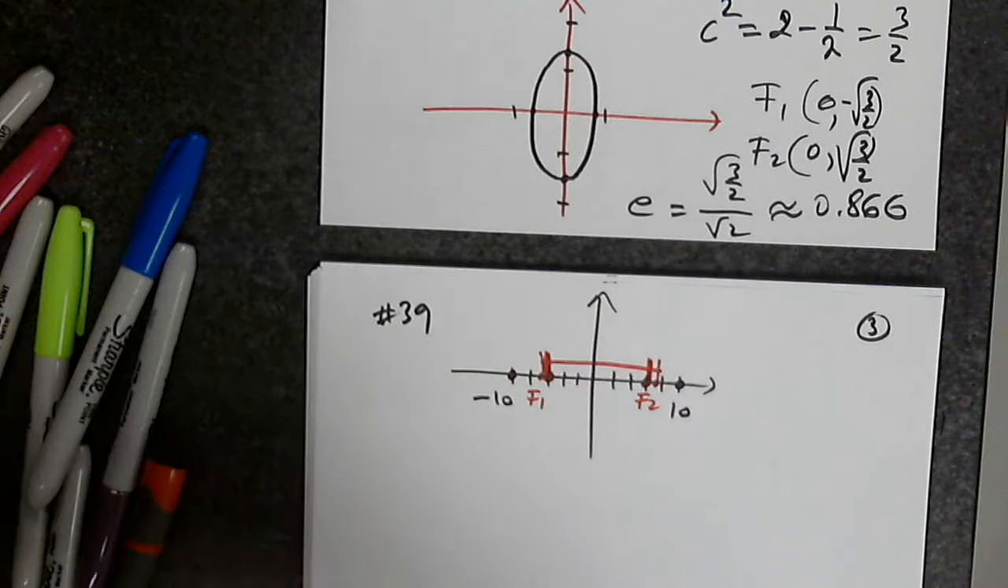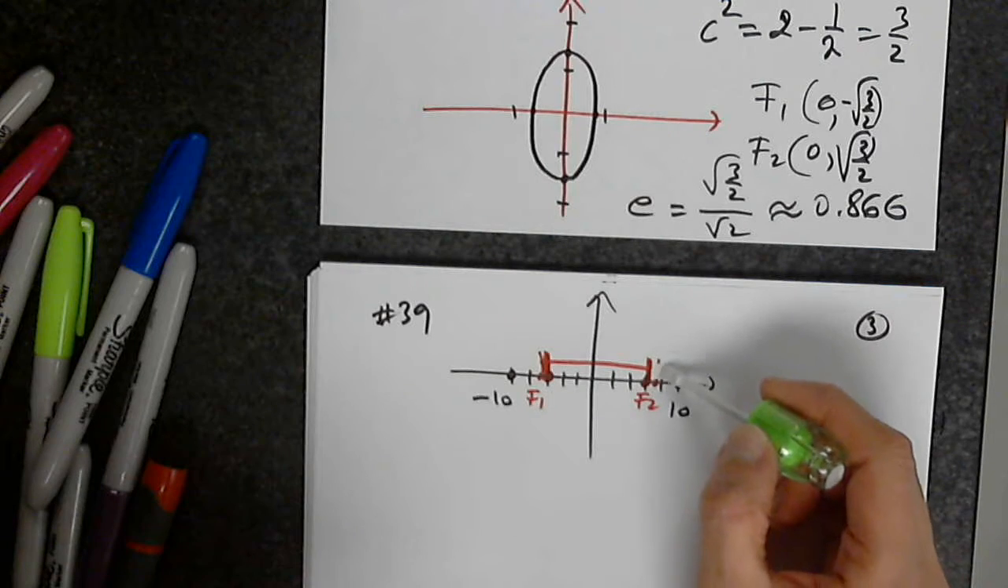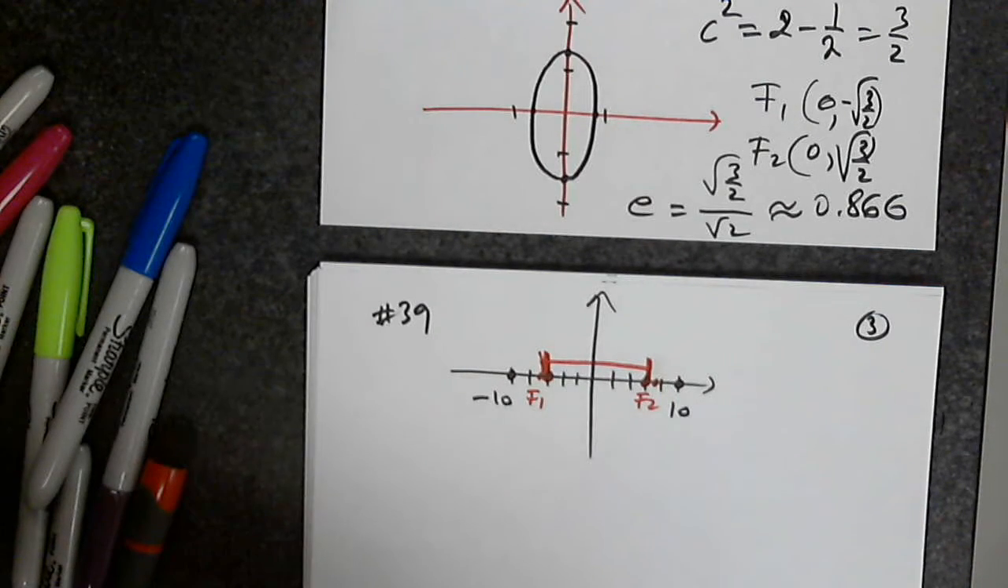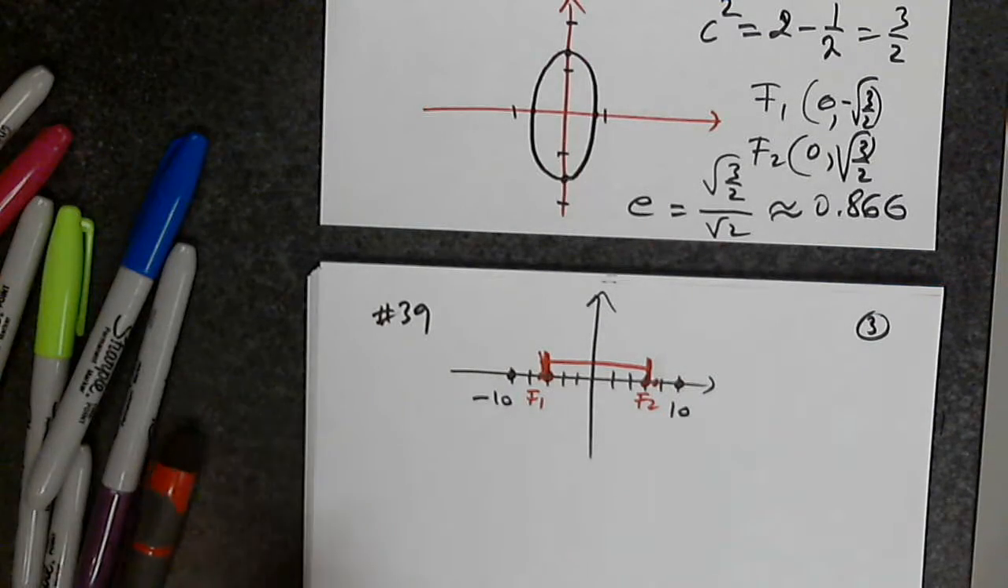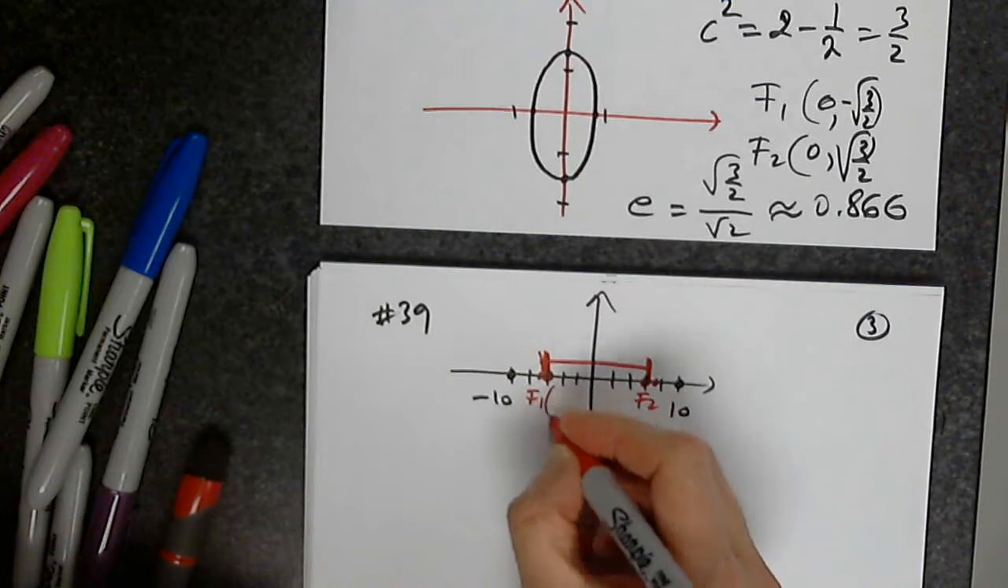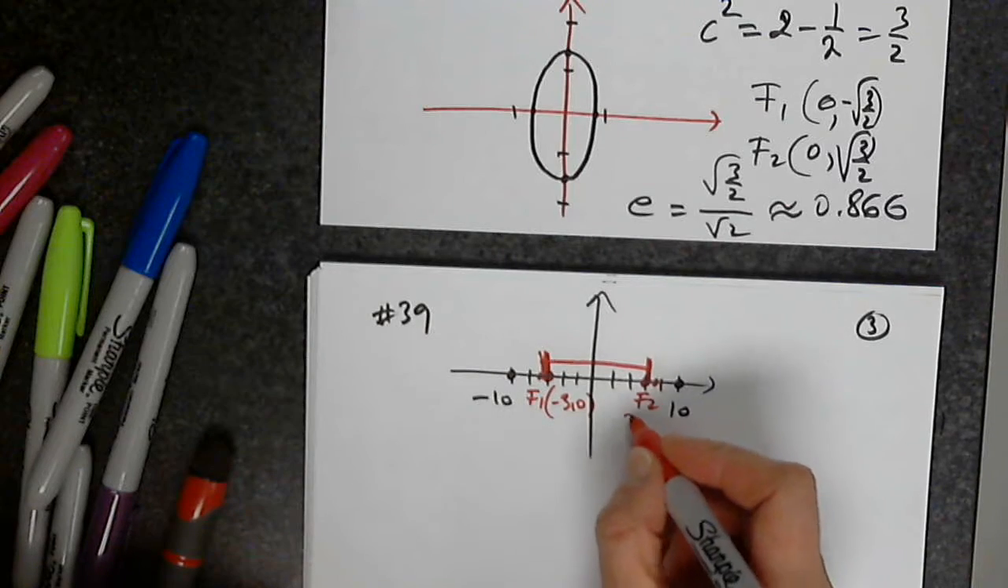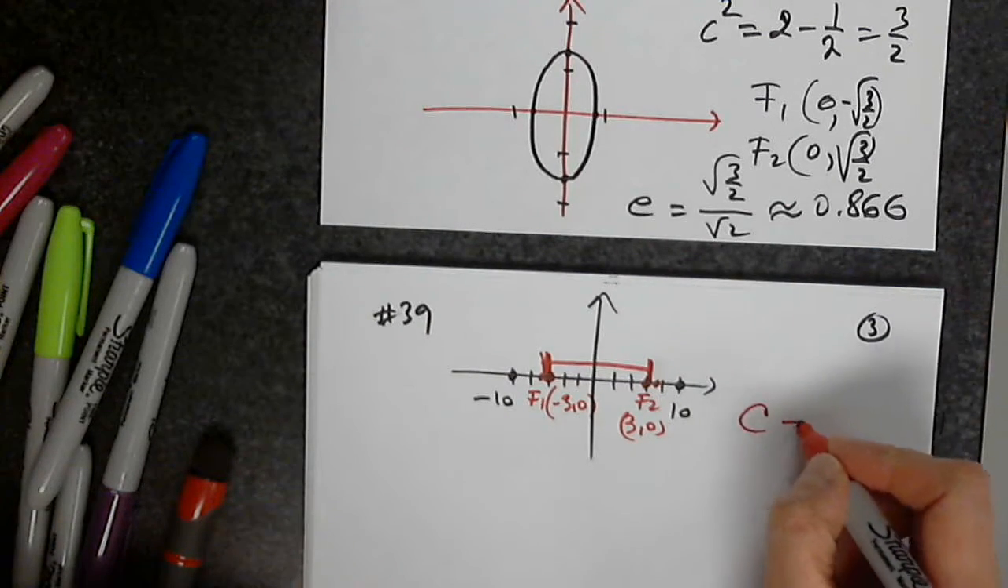They are symmetric left and right. So the distance between 0 and one of them has to be 3, and the distance between 0 and the other one has to be 3. Good. So this must be negative 3, 0, and this must be 3, 0, which gives us C.